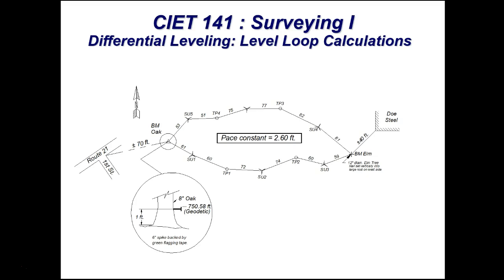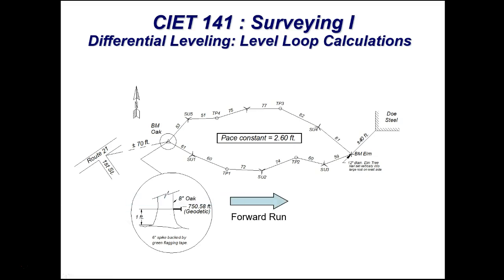We have our pace constant set up. We've located where these trees are in relationship to some routes over here and a building over there. We've kind of given our description of what that oak tree looks like. It's got a spike put into the tree and some dimensions given there. And we'll walk through how to set up this level loop and then how to do the calculations that go along with it.